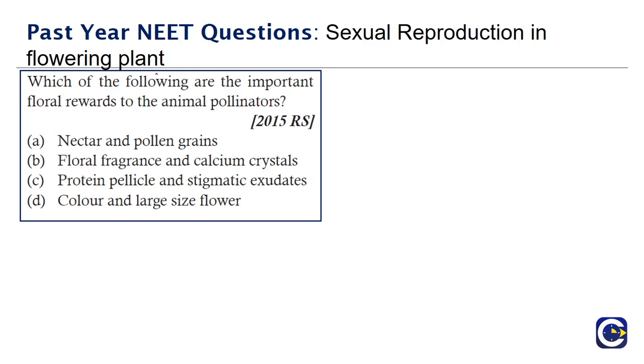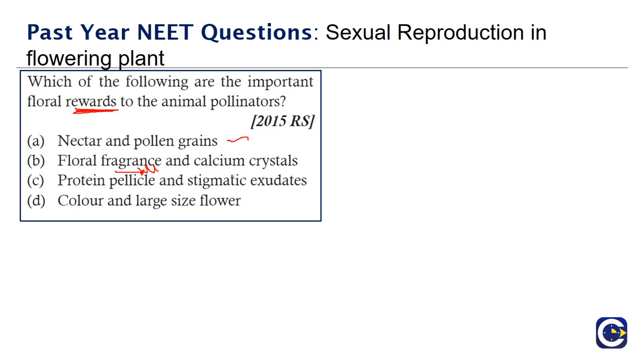Which of the following are important floral rewards to the animal pollinators? Nectar and pollen grains, floral fragrance and calcium crystals, protein pellicle and stigmatic exudates, color and large size of flower. So nectar and pollen grains are common attractants and rewards, so there is no doubt about it. Floral fragrance and calcium crystals: floral fragrance is not a reward, it is just an attractant. So here they are asked for only rewards, and here it is only an attractant.